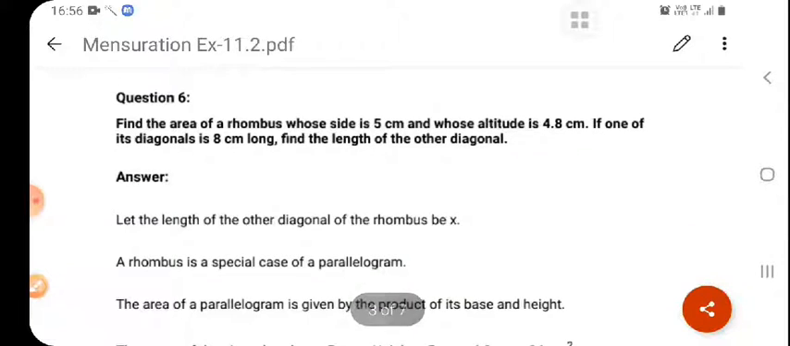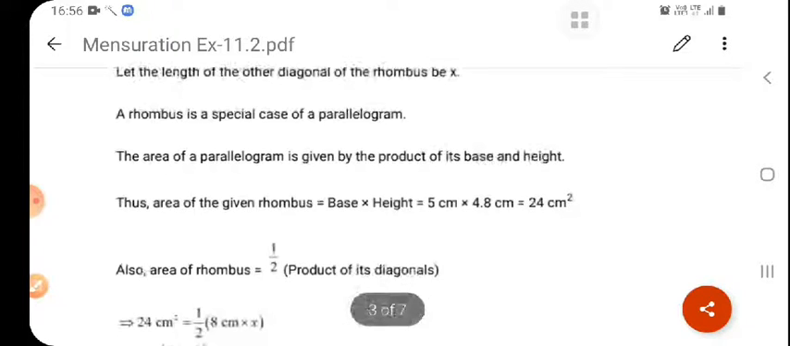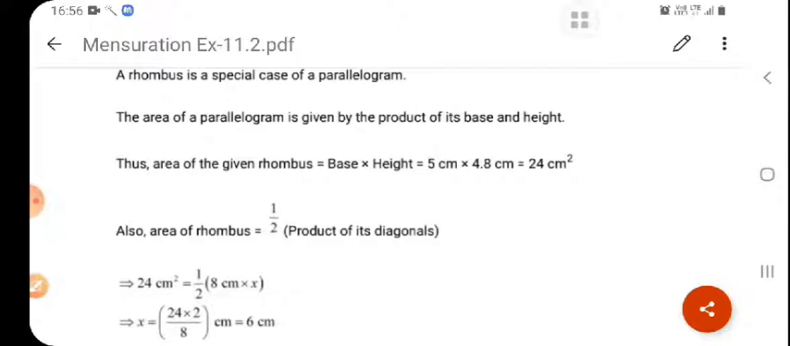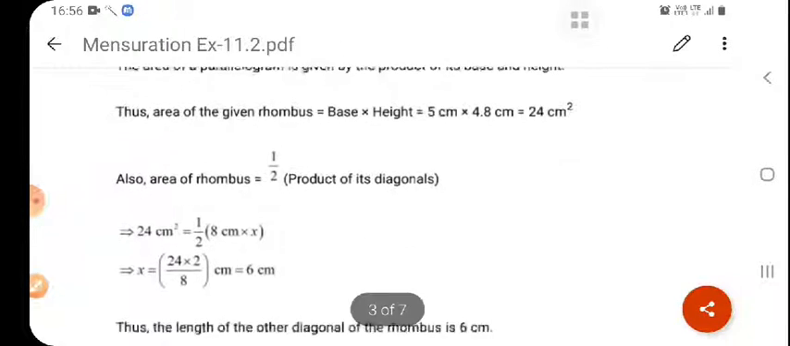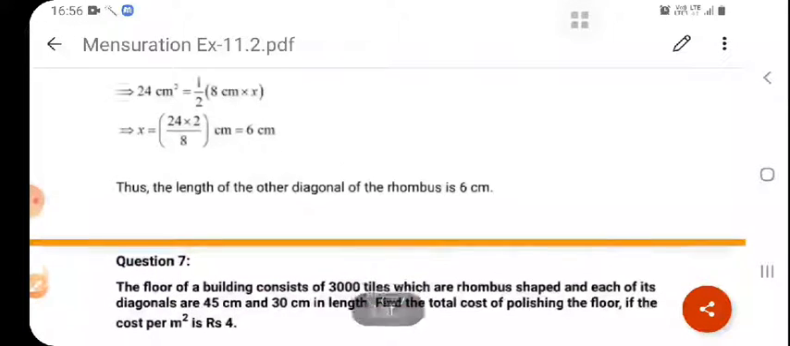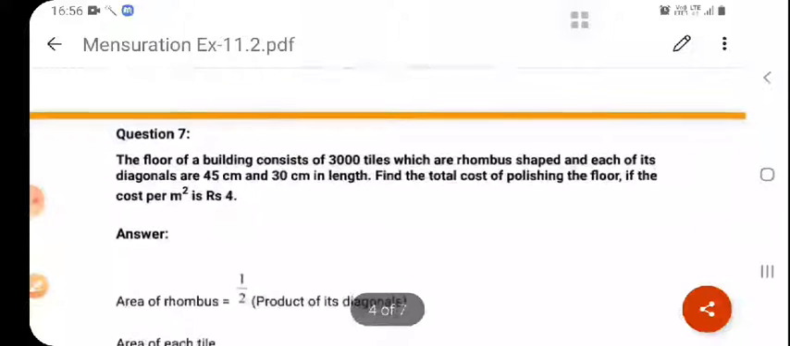Next question is: find the area of a rhombus whose side is 5 centimeter and whose altitude is 4.8 centimeter. If one of its diagonals is 8 centimeter long, find the length of the other diagonal. So the rhombus area is again half into the product of diagonals, and we are given here the area 24. Find the other diagonal, that is d2, which we have assumed here as x. So the value of x is the value of the other diagonal, and we get the other diagonal's length as 6 centimeter.